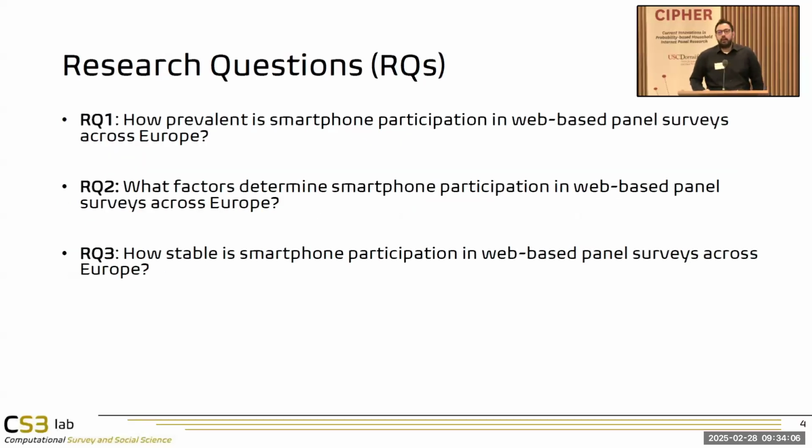So let's check our research questions. Overall, we have 3 research questions we investigate. The first one is on the prevalence of smartphone participation in online panels. The second one looks at the drivers, at the factors of smartphone participation. And the last one looks at the stability of smartphone participation.